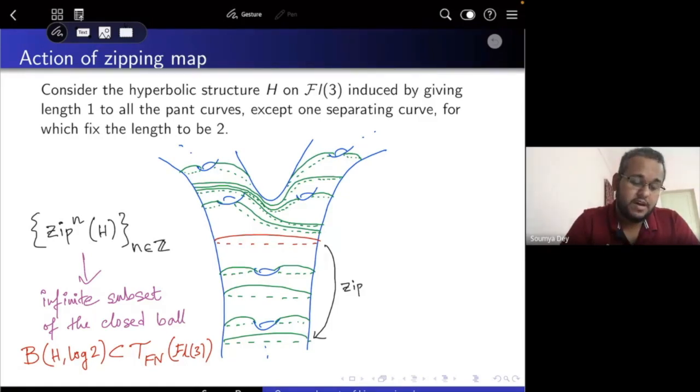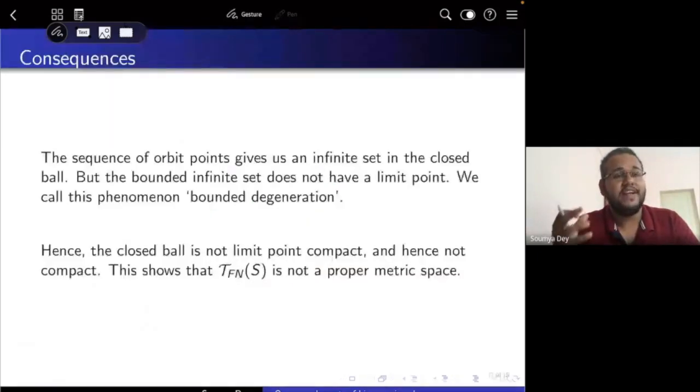So what I'm doing is, you give this red curve on your surface. Here is the red curve. You say that this red curve has length 2, and all other green curves have length 1. So this will induce a hyperbolic structure on FL3, and you apply your zip map on this point of your Teichmüller space, and you consider the orbit under iterations of zip. This will give you an infinite subset of your Teichmüller space. Not only that, we have shown that in this Fenchel-Nielsen metric, this is actually sitting inside a closed ball of radius log 2 around our structure H. And we have shown that this set of infinite points in that closed ball doesn't have a limit point. So it's a bounded infinite set, but it does not have a limit point.